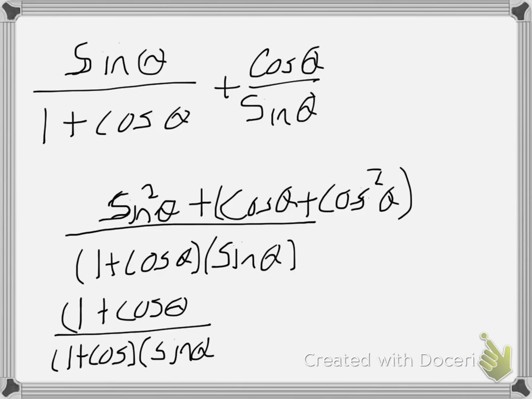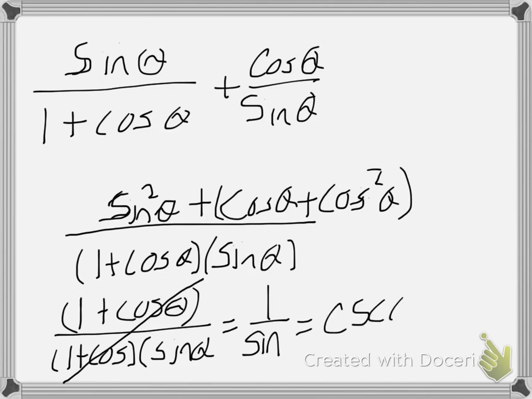Hey, what can I do with my 1 plus the cosine of thetas? That can go away, so I all of a sudden have 1 over the sine of theta. Well, what's 1 over the sine of theta? Once again, cosecant of theta. Your algebra rules will come in very, very handy here, guys. You need to know your algebra rules.